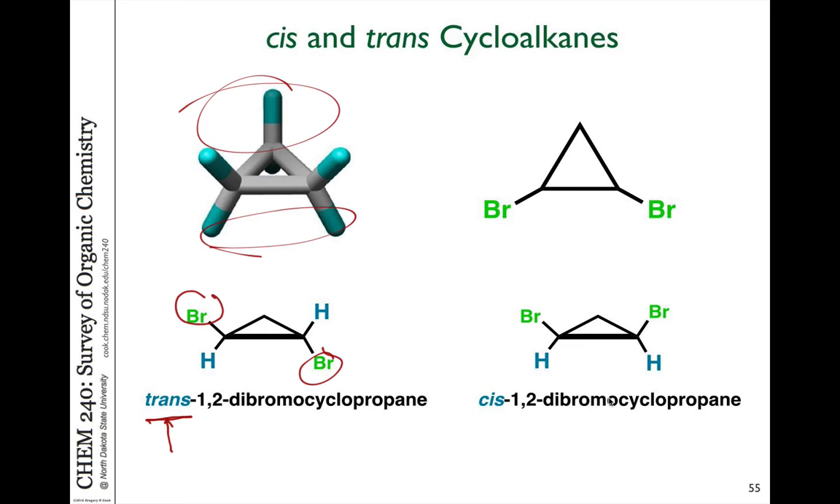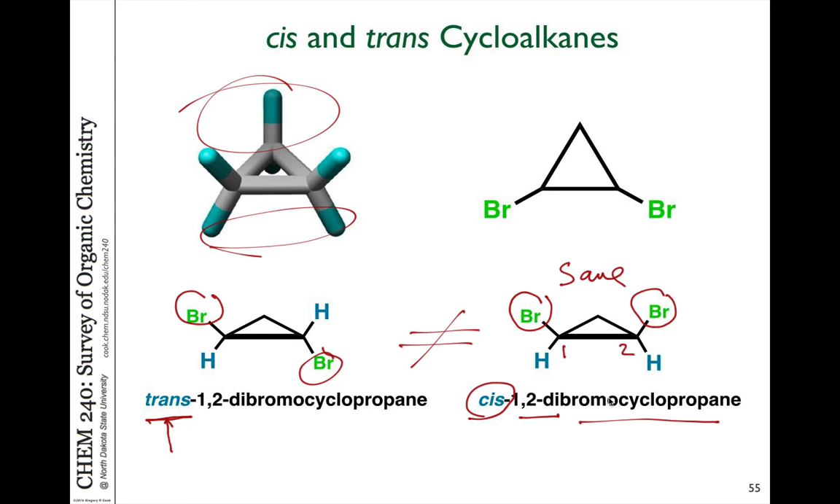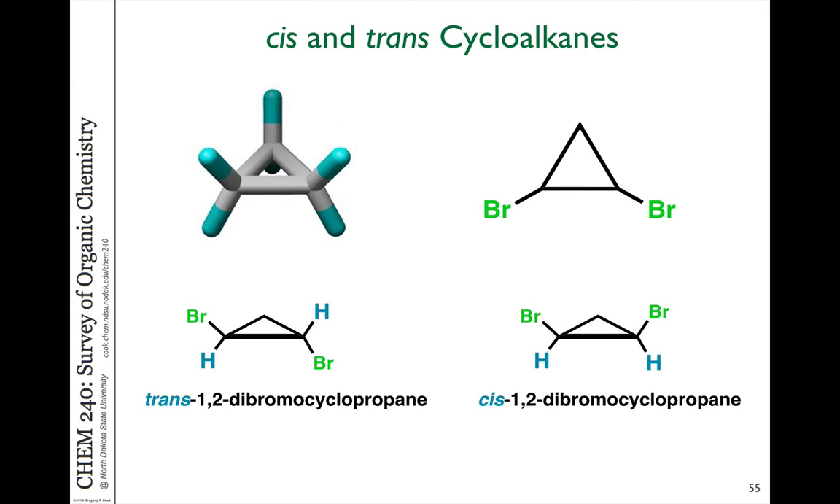And if we put those bromines on the same side of the ring, such as this compound, it's still a 1,2-dibromocyclopropane because the bromines in their relationships to all the other atoms, all the bonds are the same. They're just oriented differently in three dimensions, and that cannot interconvert with the one on the left. And so we refer to that when they're on the same side as the cis compound. Cis, same; trans, opposite. Okay, so this type of isomerism we refer to as stereoisomerism.